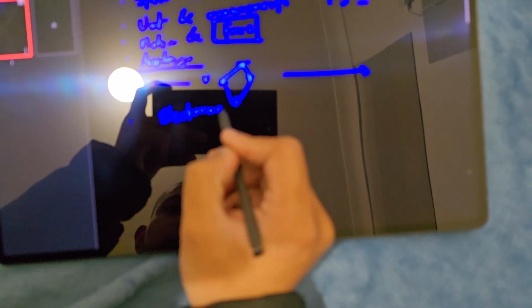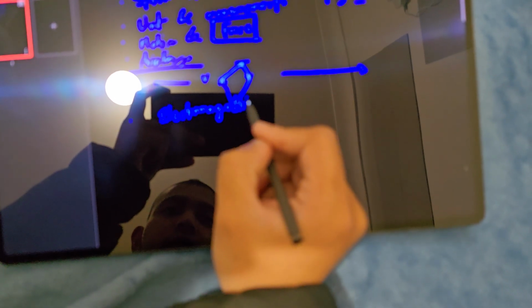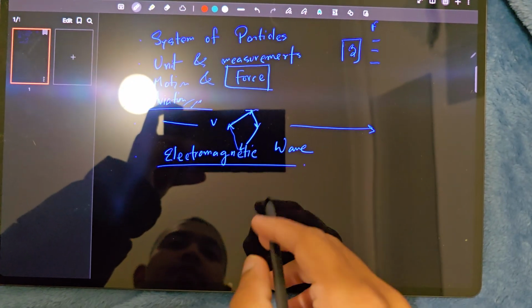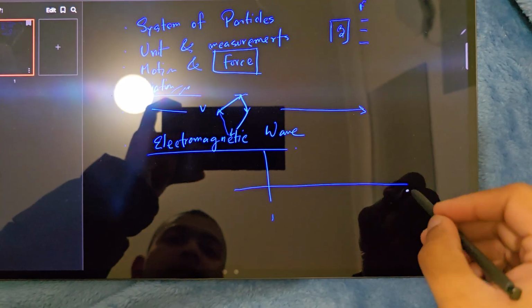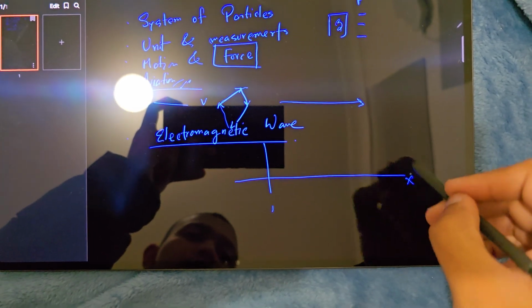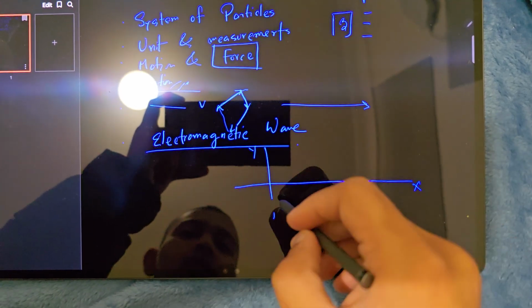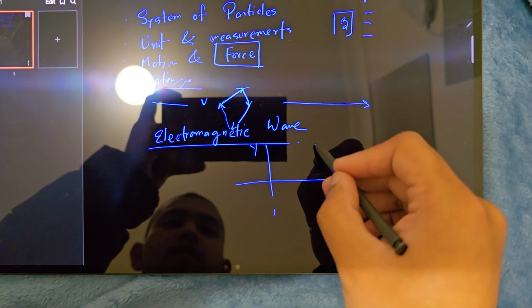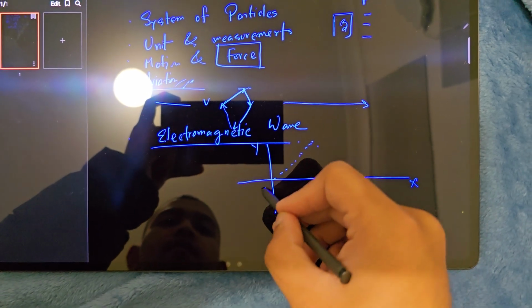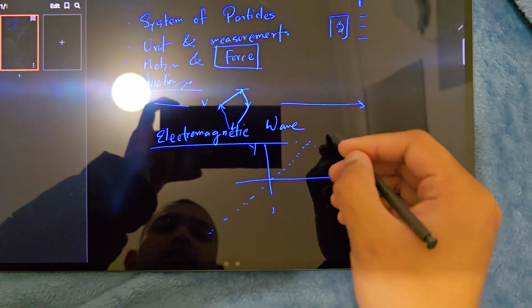And comes electromagnetic waves. This is a very interesting topic, one of my favorite topics. So how do electromagnetic waves work? See, we feel two axes. This is the x-axis, this is the y-axis. But we can think in 3D. In that case, we are considering this to be the z-axis.